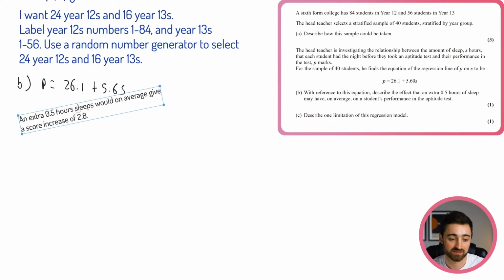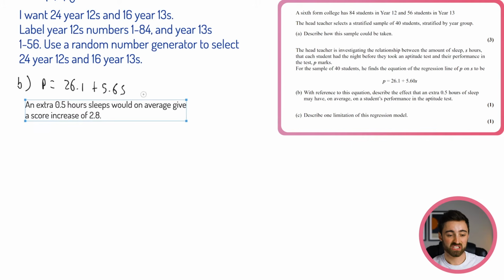Again, obviously, it's not perfect, is it? It was got just from a bit of data that was available, but there's obviously going to be a lot more at play. It's kind of on average. One limitation of the model.